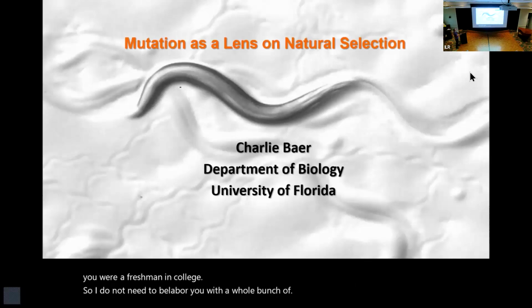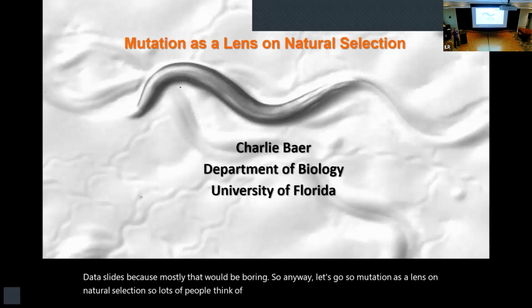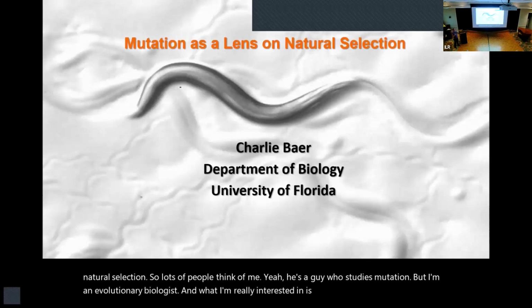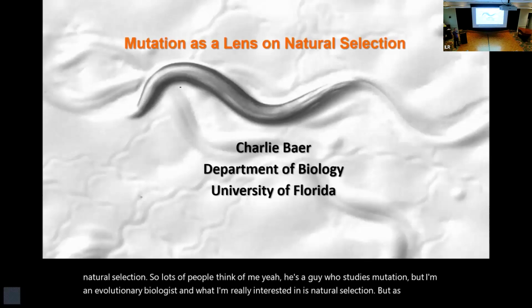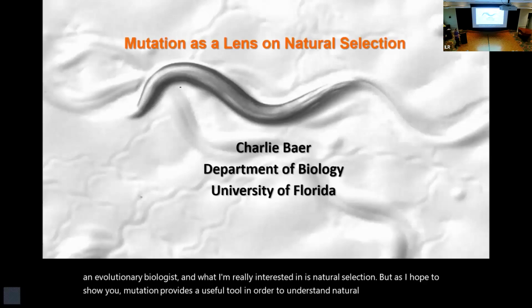So this is going to be more like a lecture I would give to a class and less like a research seminar, because I figure many of you probably have not taken a class in biology since you were a freshman in college. So I do not need to belabor you with a whole bunch of data slides, because mostly that would be boring. So anyway, let's go. Mutation as a lens on natural selection. Lots of people think of me as a guy who studies mutation, but I'm an evolutionary biologist, and what I'm really interested in is natural selection. But as I hope to show you, mutation provides a useful tool in order to understand natural selection.